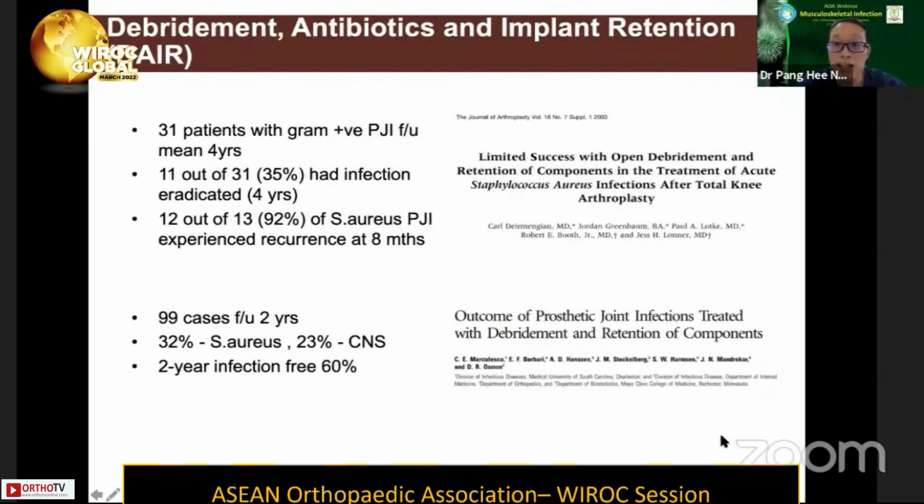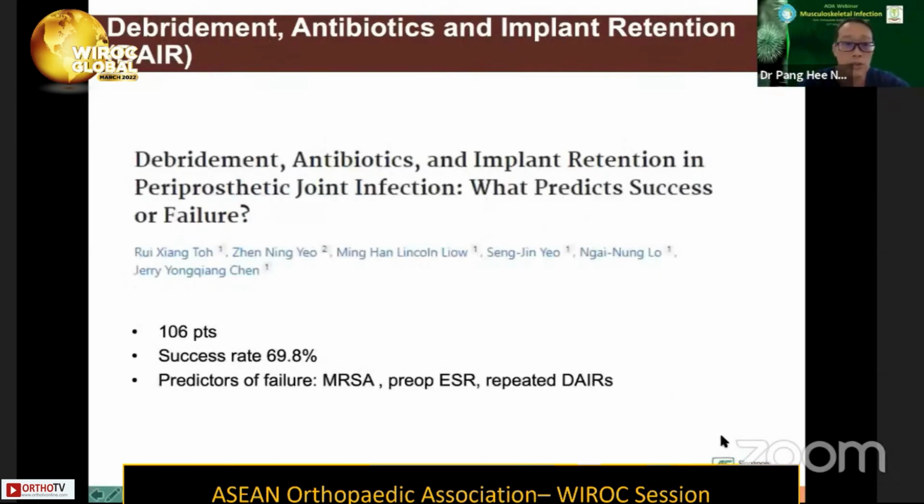About 60% success rate, and the cases that failed there are the Staph aureus infection, right? Staph aureus infections are not good for DAIR. Okay, in our paper, we have 106 patients. The success rate was about 70%. We found the predictors of failures were MRSA infection, pre-op ESR, and repeated DARs.